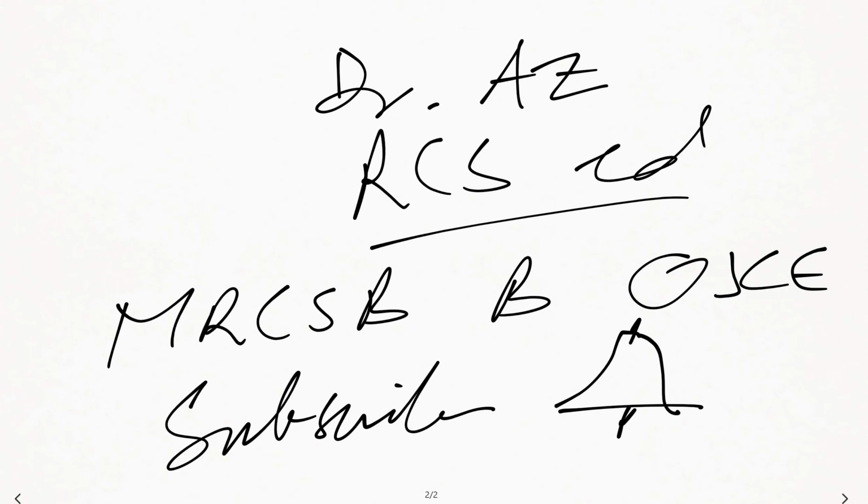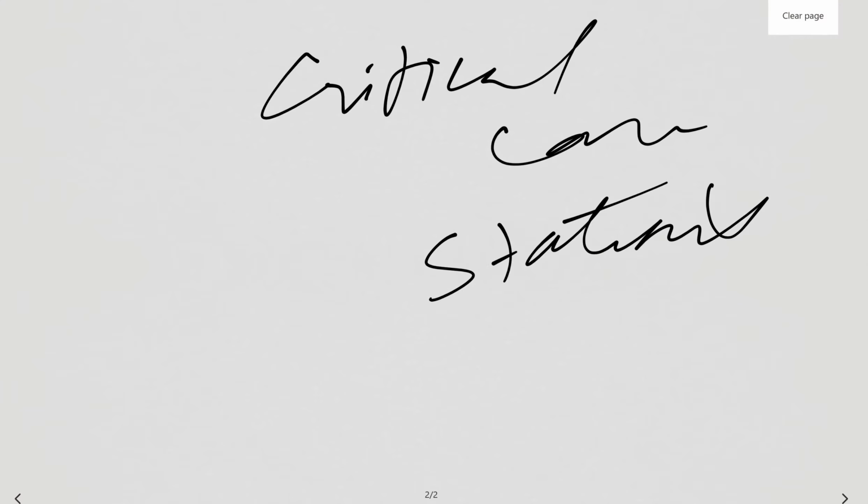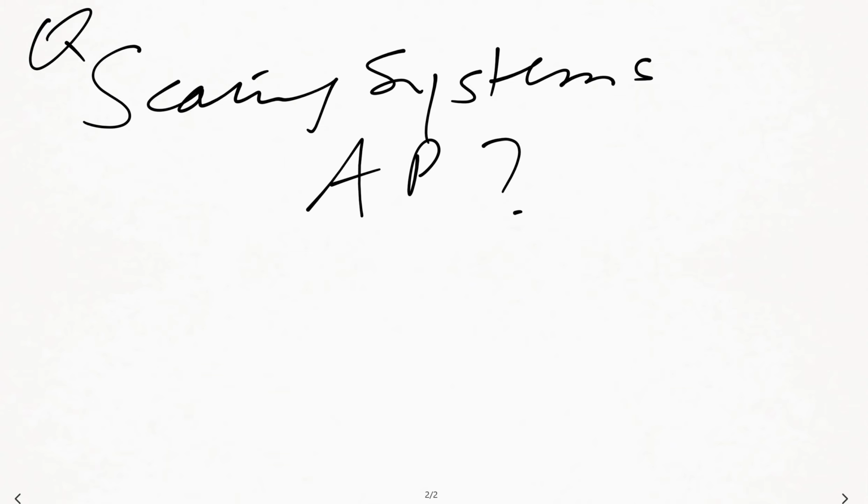So let us continue in the critical care stations. We already started acute pancreatitis, and we finished 2 sections. Here we are going to the next question that will be asked by the examiner. He is going to ask you about some scoring systems for acute pancreatitis.